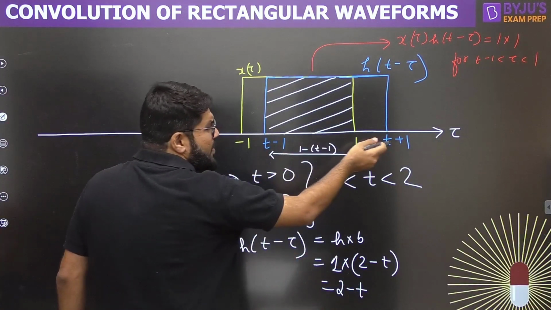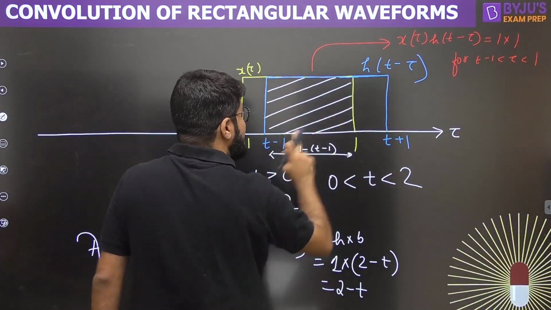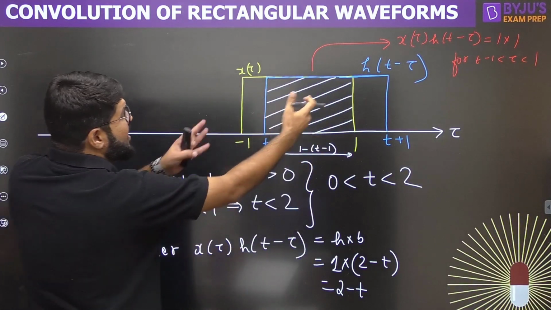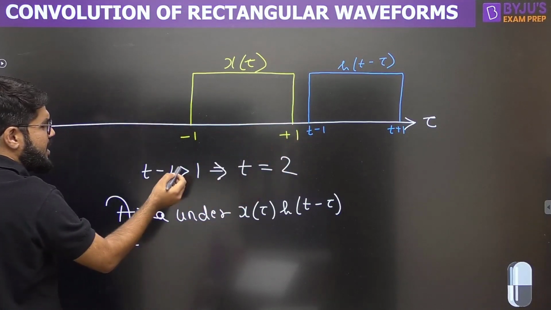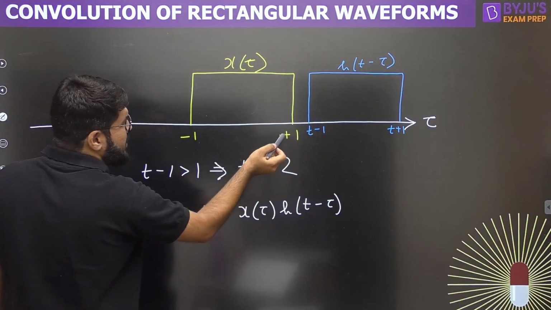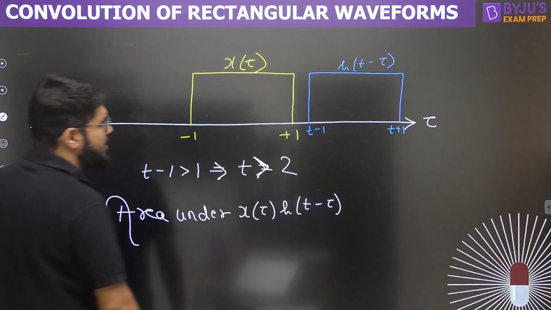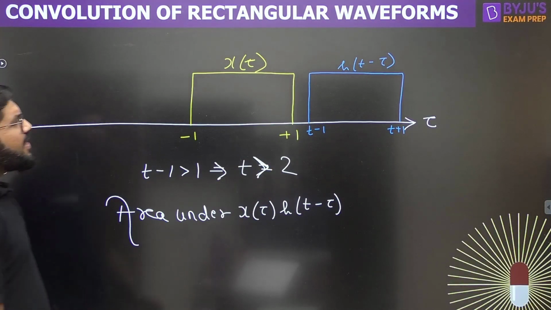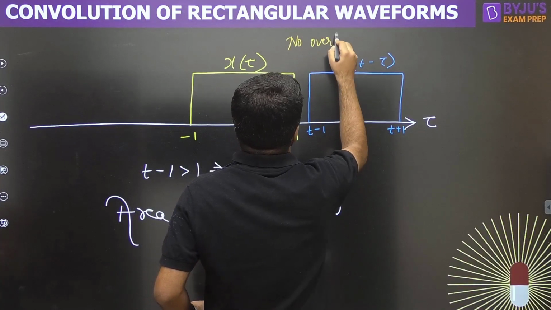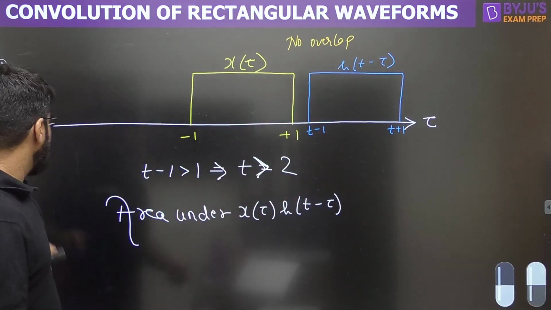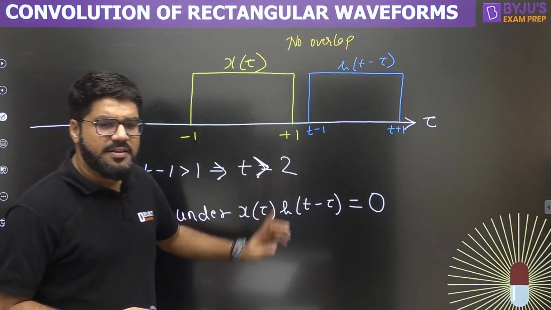And the last case is t plus 1 is anyway running. t plus 1 runs more forward, but t minus 1 also now runs, and t minus 1 goes beyond 1. That means the complete rectangle h(t minus tau) will be outside. This is the case where t minus 1 is greater than 1, so t is greater than 2. Again in that case, you can see there is no overlap. x tau h(t minus tau) is 0, and that is why the area under the curve will again be 0. So there will not be any area where t is greater than 2.